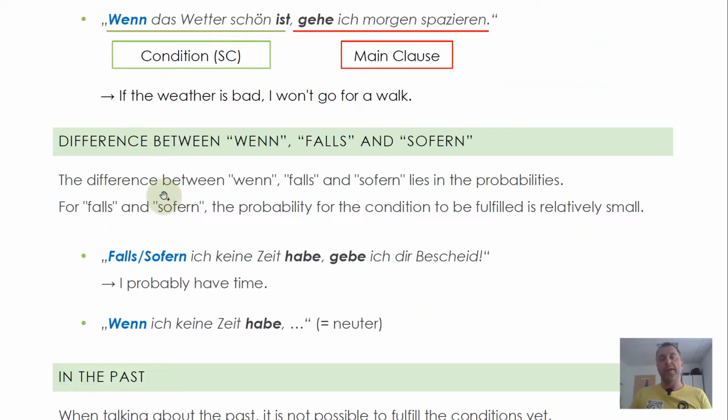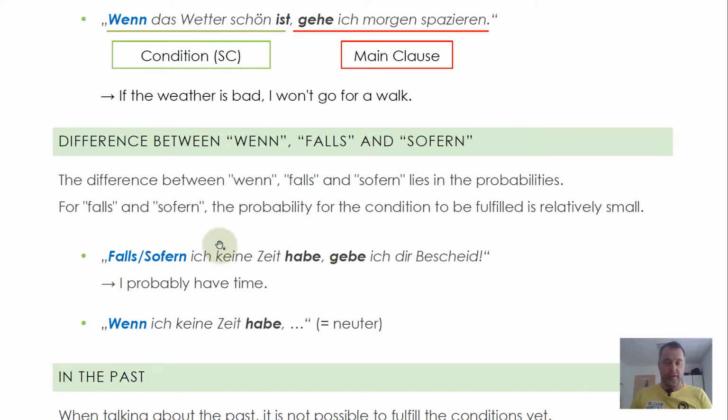In German, we have several different conjunctions that mean pretty much the same as if in English, pretty much all of them. But the difference between those three lies in the probability. So how likely is it that the condition will be fulfilled? And with wenn, that's pretty neutral. So there is no real indication if it's very likely or not very likely. But with falls and sofern, we want to express that it's actually not very likely that this condition is going to be fulfilled.